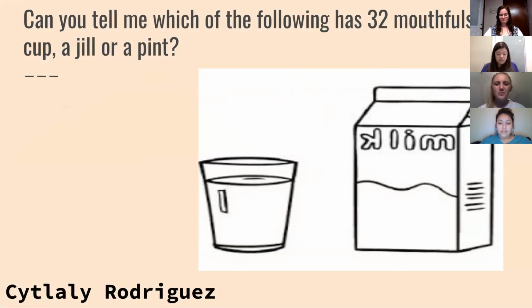Cece, can you tell me which of the following has 32 mouthfuls: a cup, a gill, or a pint? Yes, I will be more than happy to tell you which has 32 mouthfuls. The answer is a pint, as is shown by the pint of milk in the given picture.